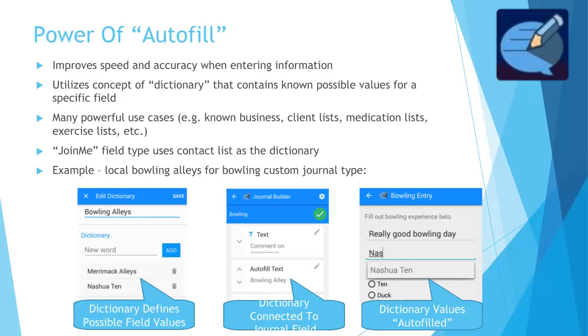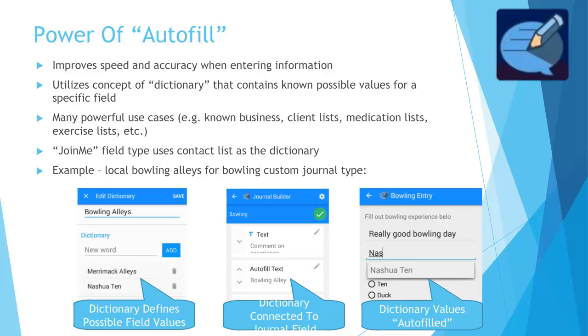On this slide, we dig a little deeper into this autofill concept. The power of autofill is that it improves the speed and accuracy when a user enters information into a journal entry. The feature utilizes a concept of a dictionary that maintains a list of known possible values for a specific text field. The information from that list is then autofilled when a user tries to enter information into that field.